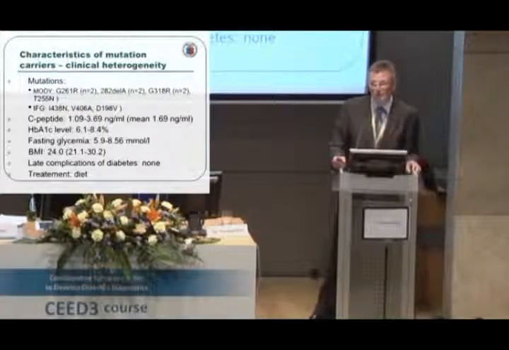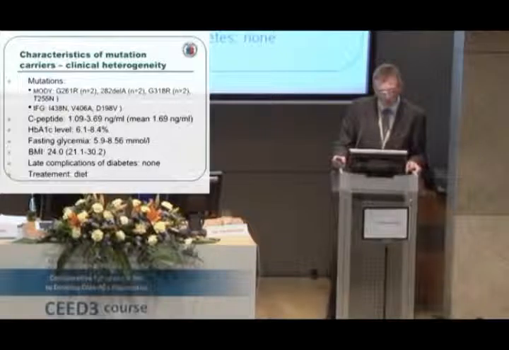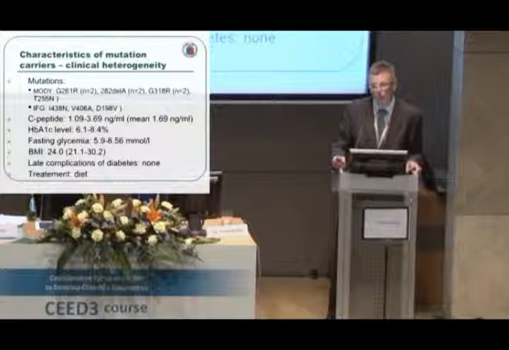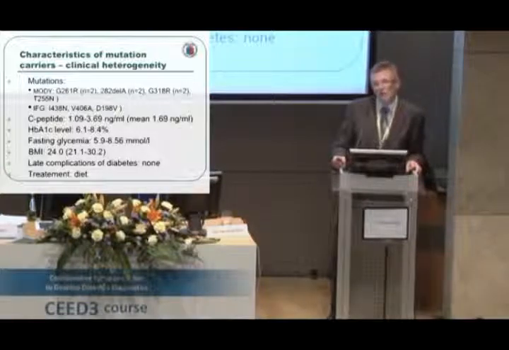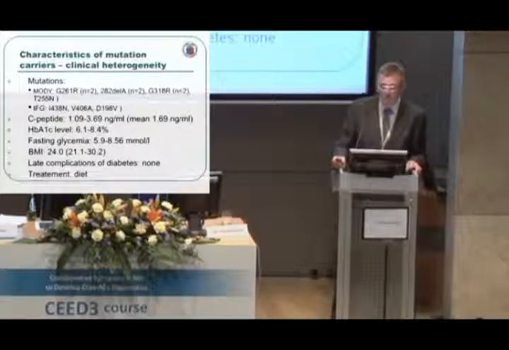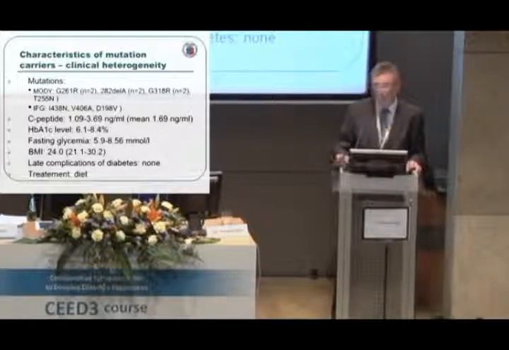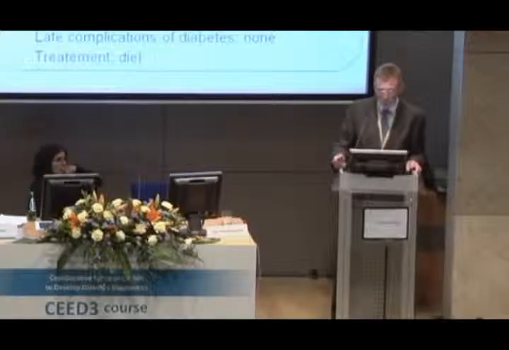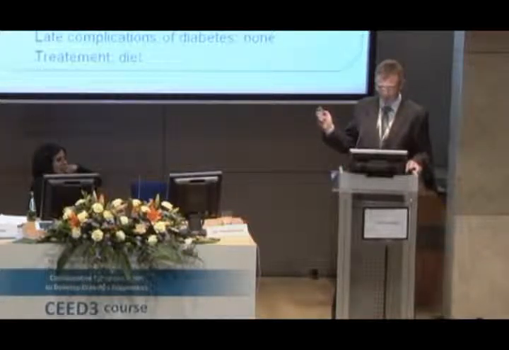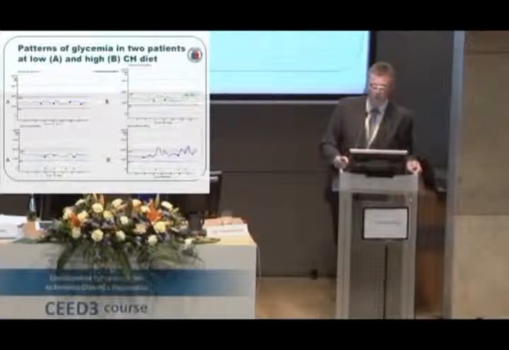This is the clinical characteristics of our mutation carriers, and as you can see, HbA1c levels range from 6.1 through 8.4. So we also included individuals with relatively high HbA1c level. And also look at the BMI. The BMI ranged from 21.1 through 30.2. So our group included overweight and obese individuals, all treated with diet only. Okay. These are the results of our study.